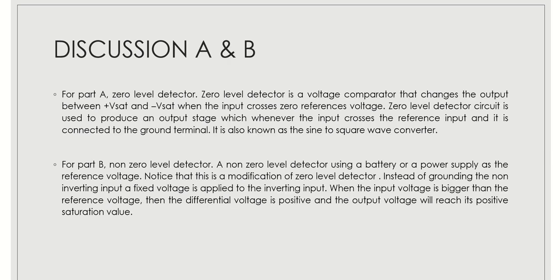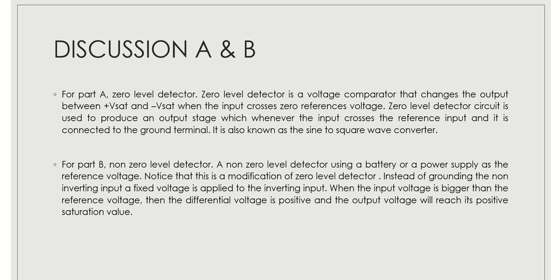For discussion A and B. For part A, zero level detector. Zero level detector is a voltage comparator that changes the output between positive V saturation and negative V saturation when the input crosses zero reference voltage. Zero level detector circuit is used to produce an output stage, which changes whenever the input crosses the reference input and it is connected to the ground terminal. It is also known as the sine to square wave converter.